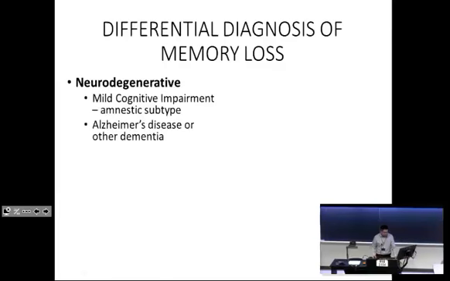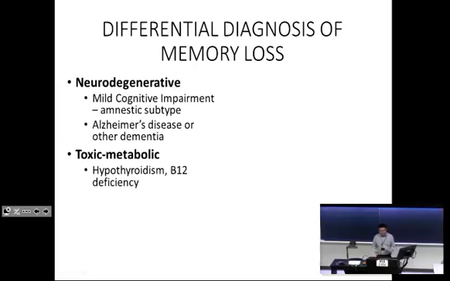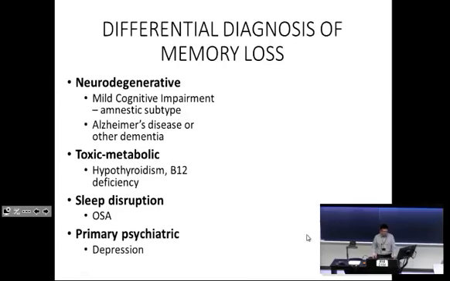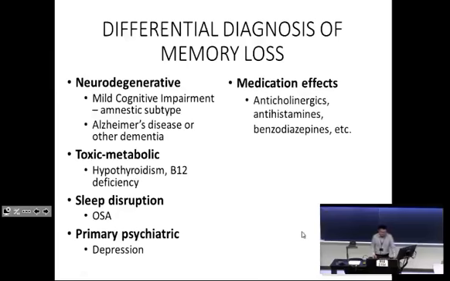So differential diagnosis for memory loss includes things like neurodegeneration, and so we're talking about things like mild cognitive impairment secondary to things like Alzheimer's disease, Alzheimer's dementia. Toxic metabolic, TSH, B12 being key considerations, thyroid abnormalities. Sleep disruption, obstructive sleep apnea can certainly contribute to the presentation of dementia or to memory loss. Psychiatric issues, including depression. Medication effects, very important, particularly in the geriatric population.